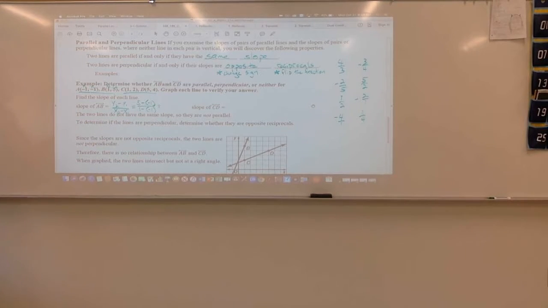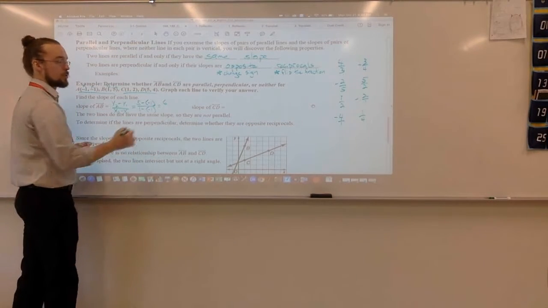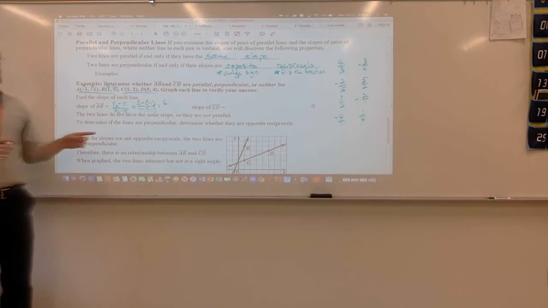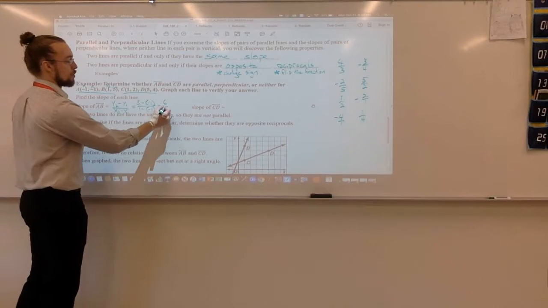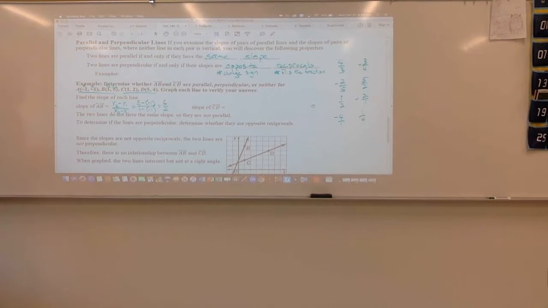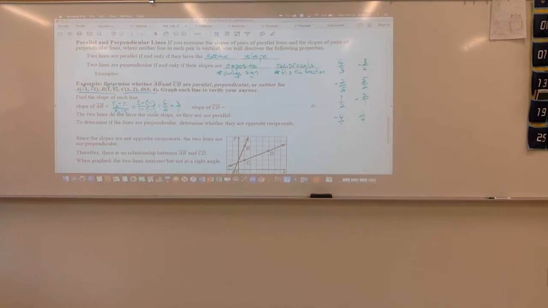So 5 minus negative 1 would be the same as 5 plus 1, which would be 6, and then 1 minus negative 1 would be 1 plus 1, so 2. Then we always want to reduce as far as possible. So 3 over 1. Okay. So you guys go ahead and find the slope of CD. Okay, and then we'll compare them.